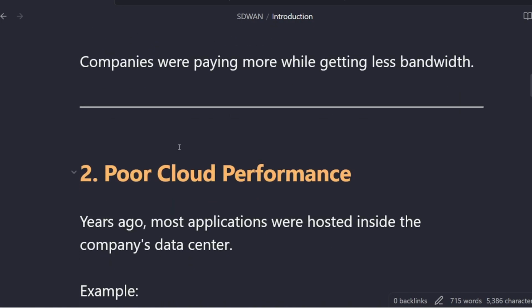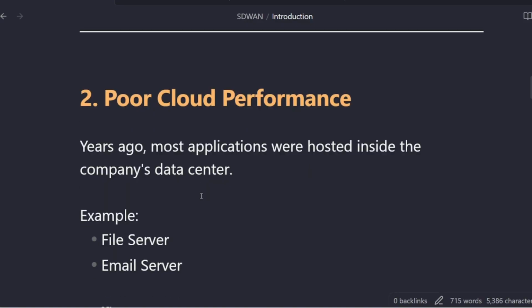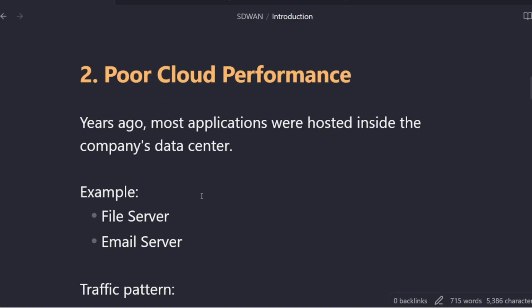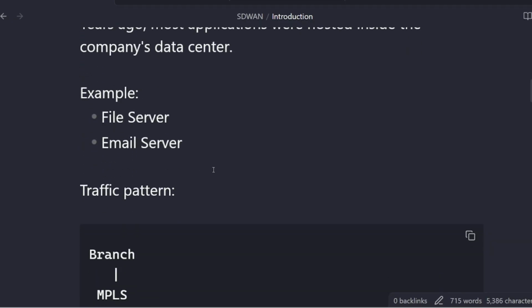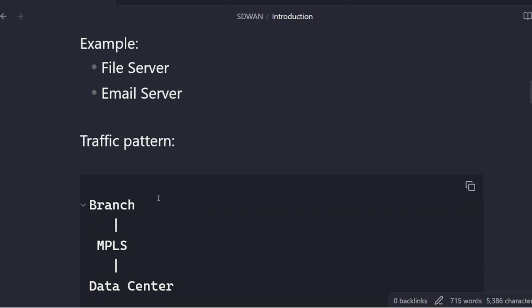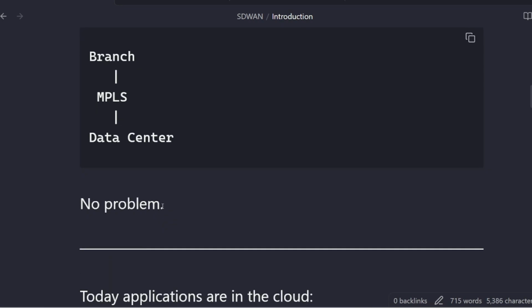The second problem was poor cloud performance. What's the meaning of that? Years before, most applications were hosted inside the company's data center. Companies had data centers where they hosted their own applications, like file servers and email servers. So how did the pattern look in those scenarios? You have a branch, you have MPLS, and then the data center. You connect to the servers hosted in the data center through the MPLS. There is no problem.